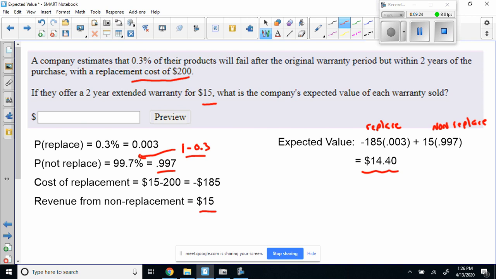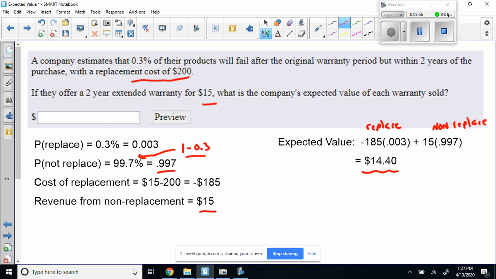So does it benefit a company to sell a warranty? Yeah. I mean, $14.40 every time they do that. Now, is it going to cost them some? Yeah, but 0.3% of their products fail within the first 2 years. So it's a very low probability, right? So for me to offer a warranty as a company, dude, I'm making money.